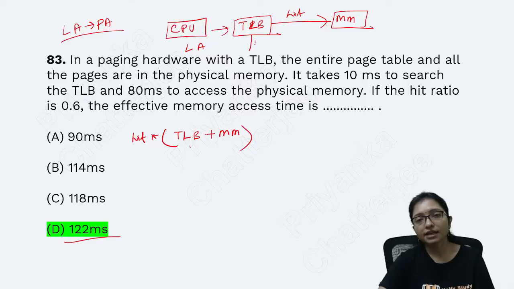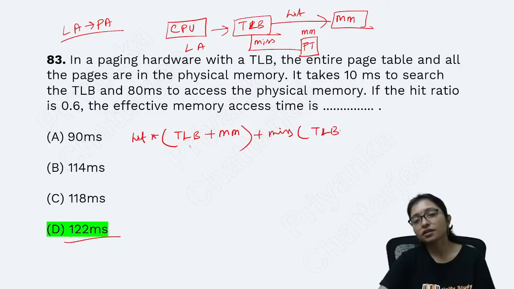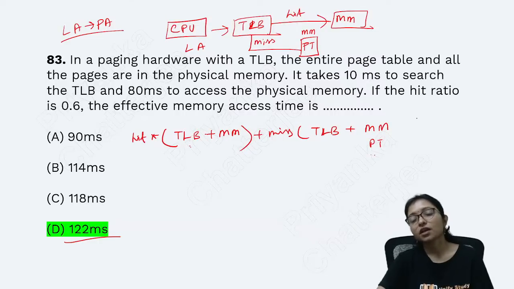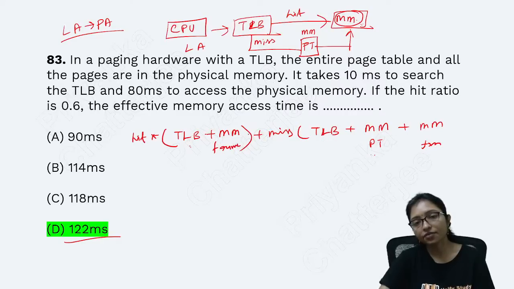If it is a miss, that is, not available in the TLB, then it will go to the page table to get the physical address. The page table is also stored in main memory. So whenever there is a miss, it first searches the TLB, it is not available, so it goes to main memory, that is the page table, and gets the physical address. After that it goes to main memory to get the original data, that is, to access the frame. So on a hit it accesses the frame directly. This is the concept of TLB, a very important concept.